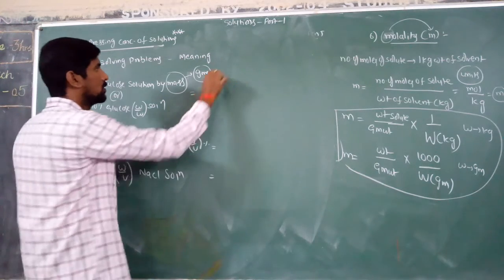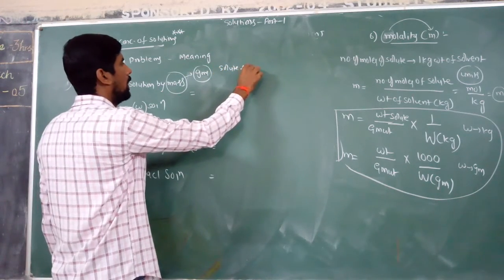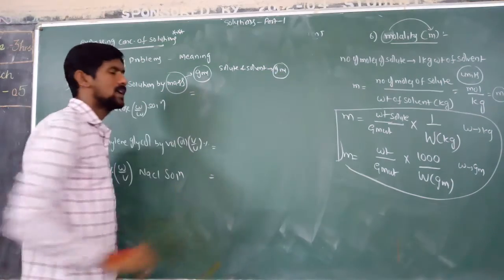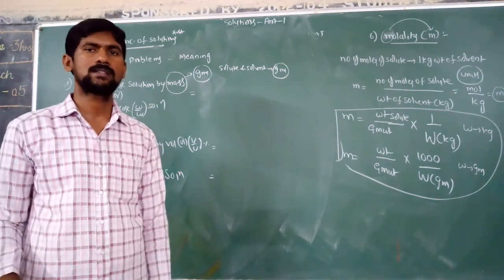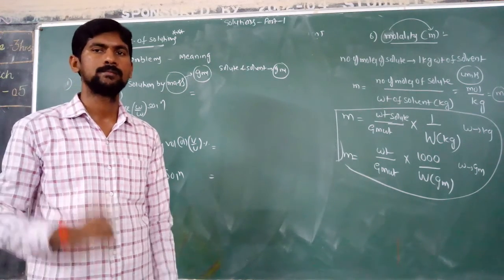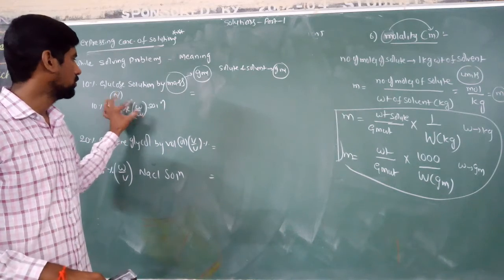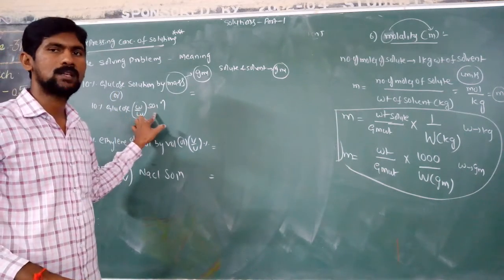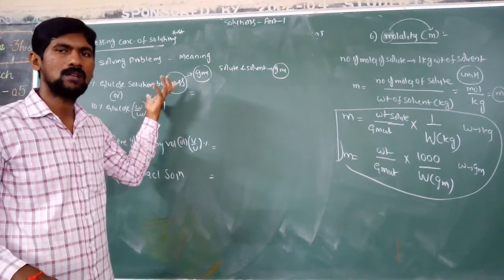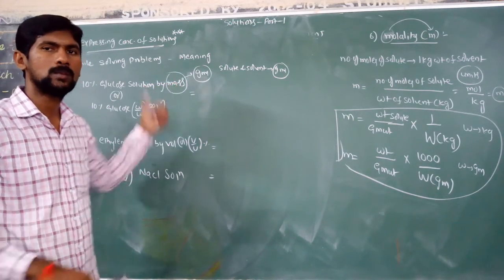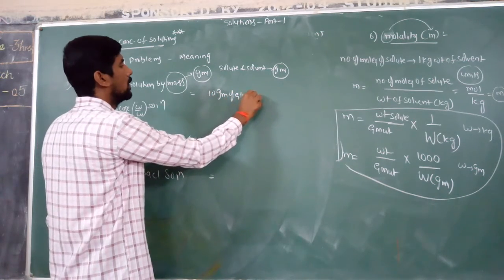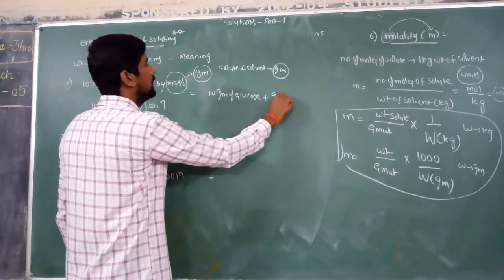It means that both solute and solvent masses are expressed in terms of grams. In mass percentage, both numerator and denominator are expressed in terms of grams only, or weight by weight. So what is the meaning of 10% glucose solution in water? Solvent is water. 10% glucose solution by mass means 10 gram of glucose is dissolved in 90 gram of water.